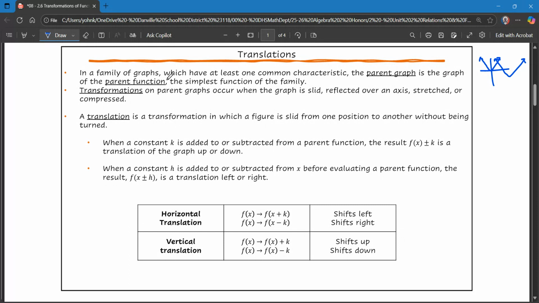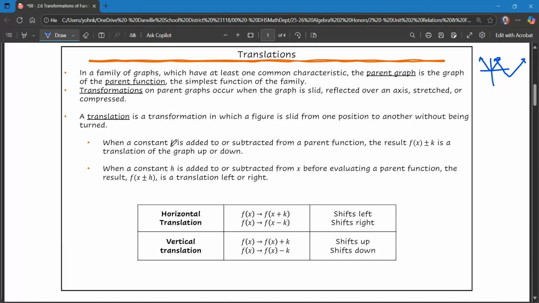Transformations, there are other transformations, and you guys talked about these in geometry class. Dilations, rotations, translations, and reflections. So the first one we're talking about, like I said, is a translation. We're moving it side to side and up and down.